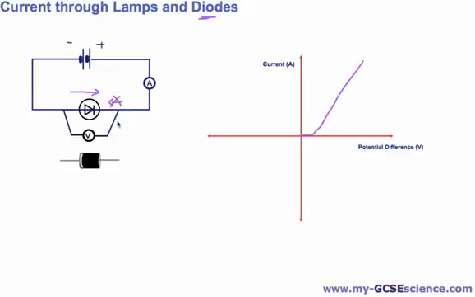It won't allow current to flow backwards, so no matter how much you increase the potential difference in the reverse direction, the current would stay at 0. So a diode is a kind of device that allows current to flow in only one direction, and the graph of how its current changes against potential difference looks like that.